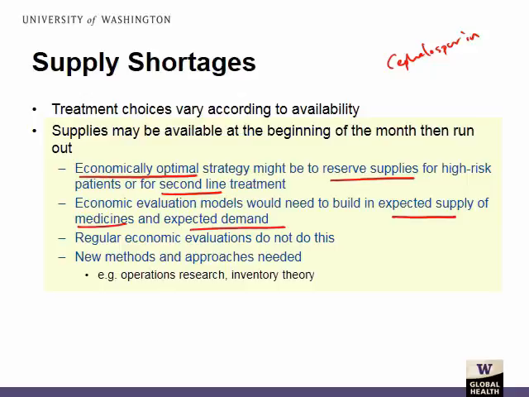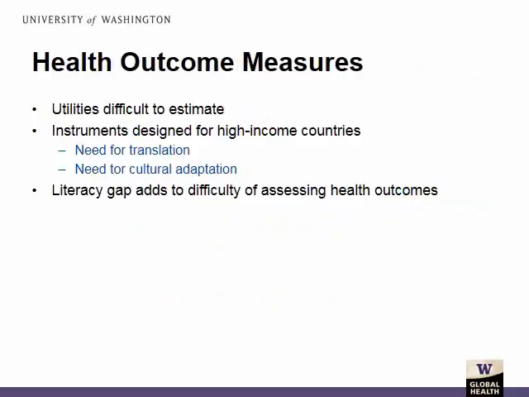So given that regular economic evaluations don't do this, and some analysts know this, they are developing methods based on operations research and inventory theory to try and capture the impact of supply changes and the changes in expected supply and expected demand of medicines in the context of possible supply shortages. The other difference in performing studies in low-income countries is the difficulty of health outcomes assessment.